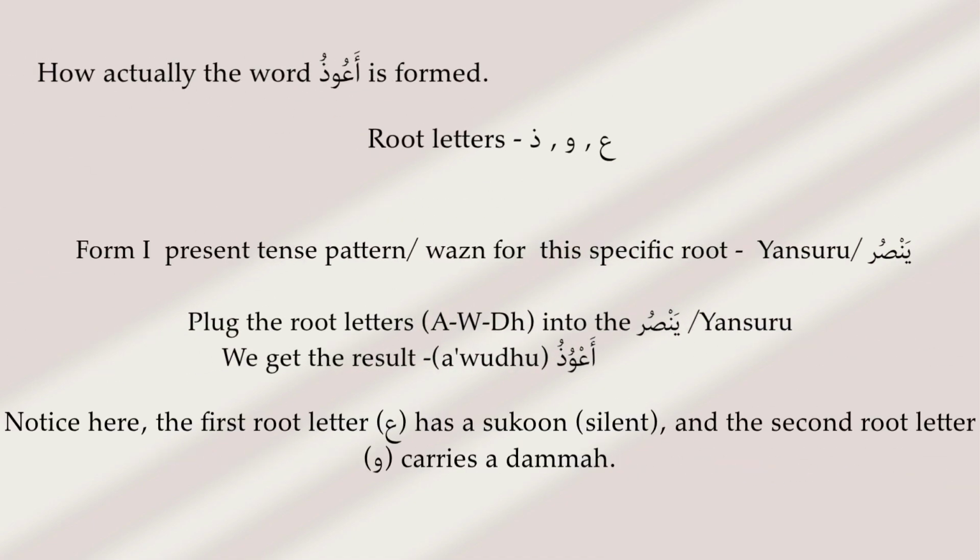Let's see how actually the word a'udhu is formed. The root letters for a'udhu are ayin, waw, dhal. The form one verb, present tense pattern for this specific root is yansuru. After plugging the root letters into the yansuru pattern, we get a'wudhu. Notice here, the first root letter ayin has a sukun, and the second root letter carries a dhamma.